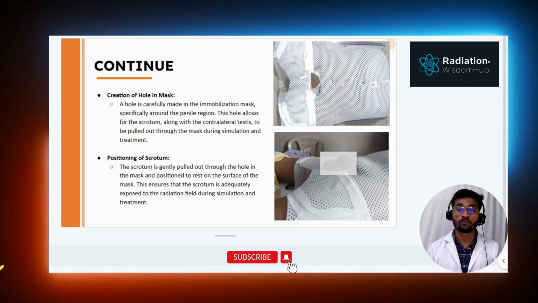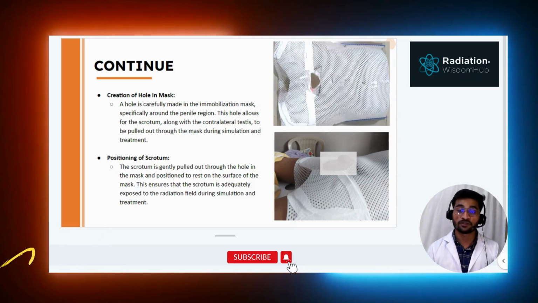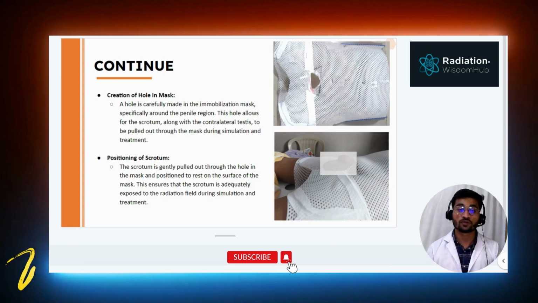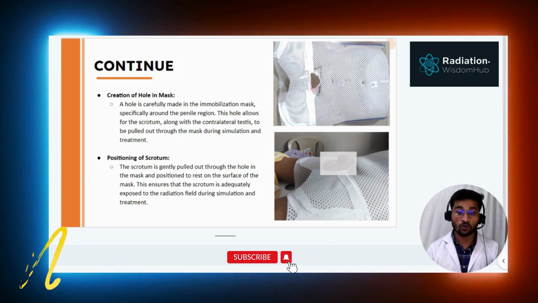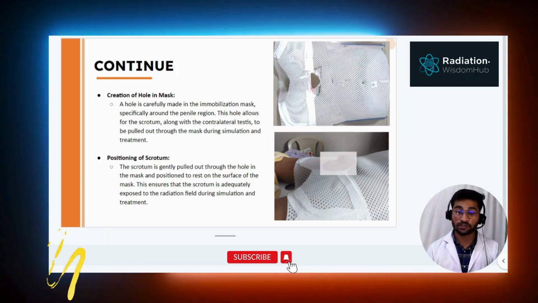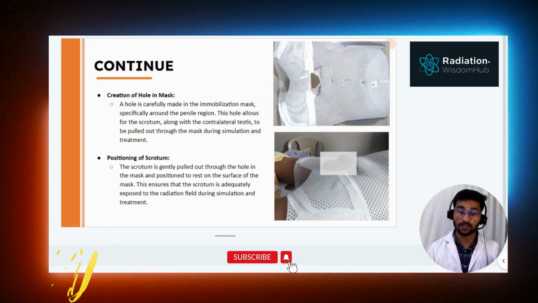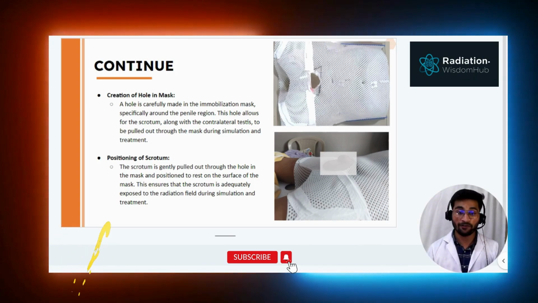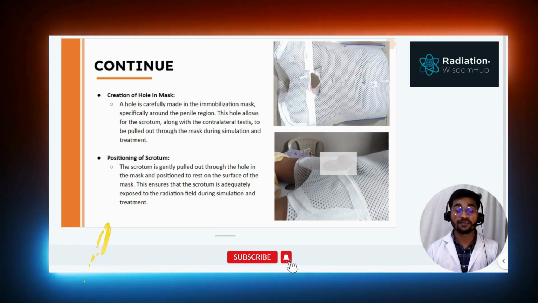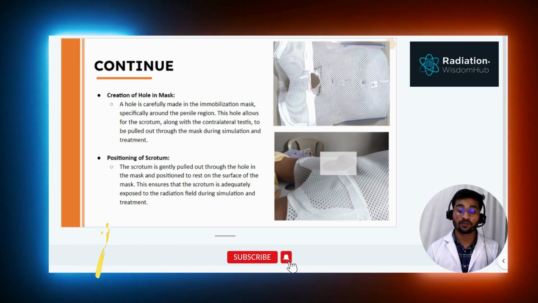Positioning of the scrotum is also important. The scrotum is gently pulled out through the hole in the mask and positioned to rest on the surface of the mask. This ensures that the scrotum is adequately exposed to the radiation field during the simulation and the entire treatment process.